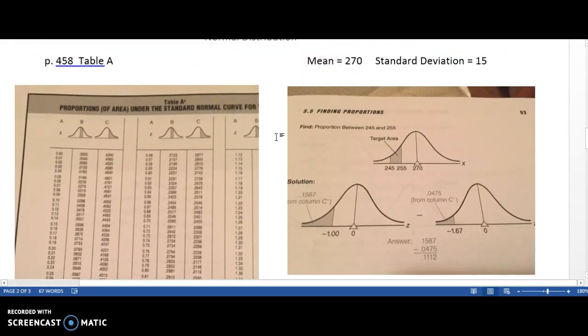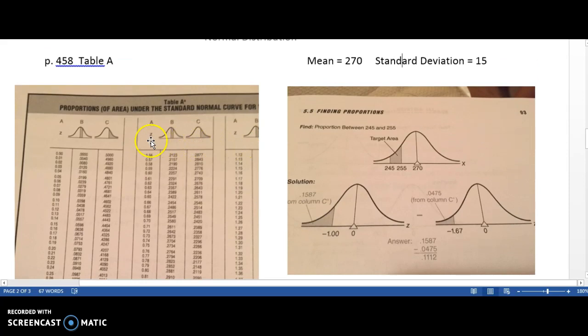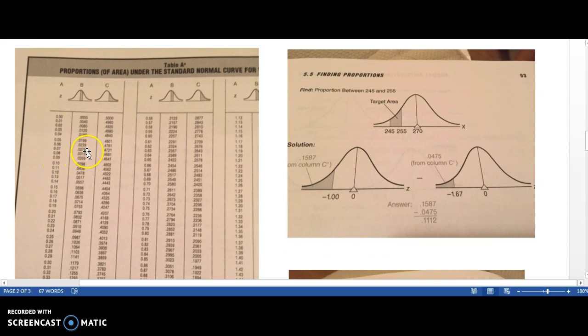The chapter does walk you through how to find and make predictions of what proportion of the population is between certain values using the standard normal curve. And there is a table in the back of the book that we're going to use routinely throughout the rest of this course. In this case here, Table A walks you through how to find the proportion or percentage of the population between certain values. And how this reads is such.